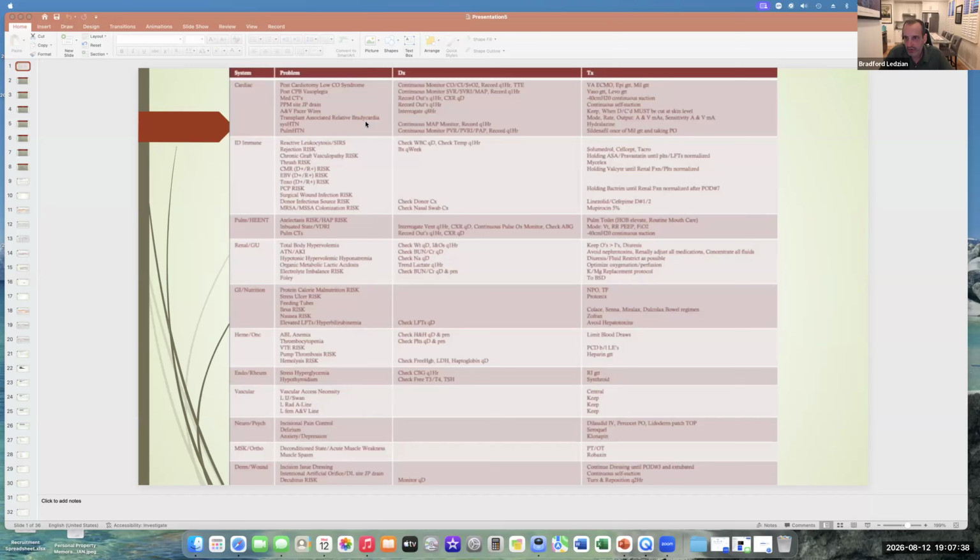So you want to ask yourselves these types of questions, right? What is the output? What is the quality of the output? Is there an air leak? What is the renal function? What is their vent status? Are they ready to be taken out, right?